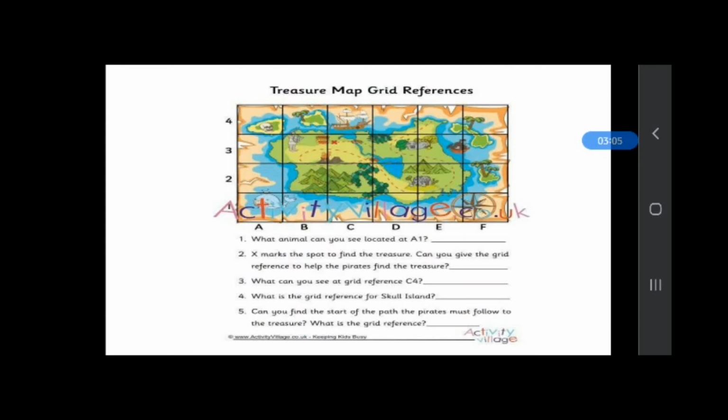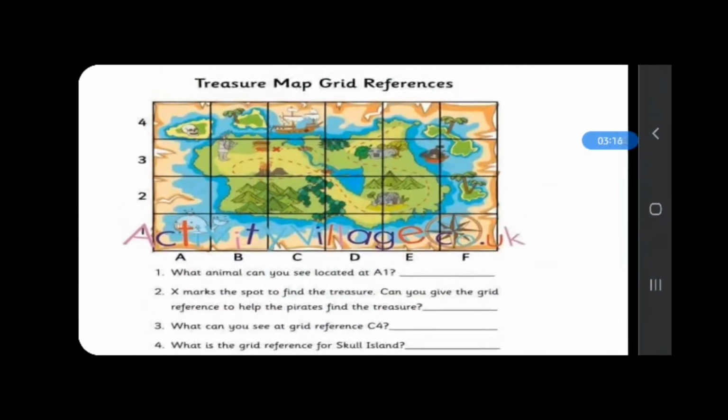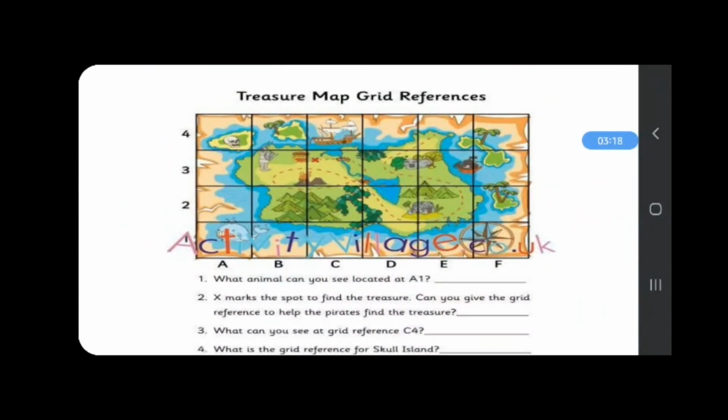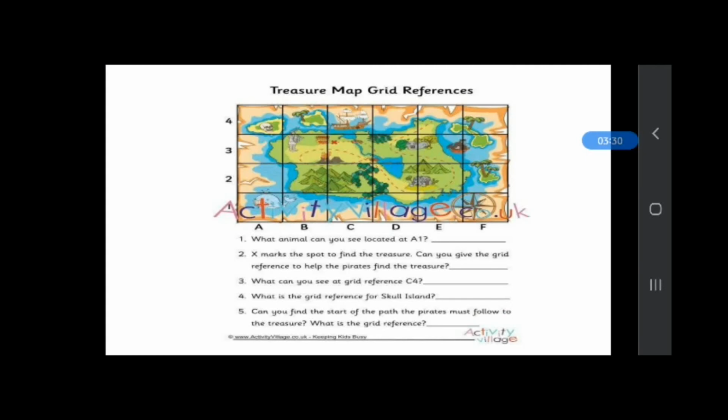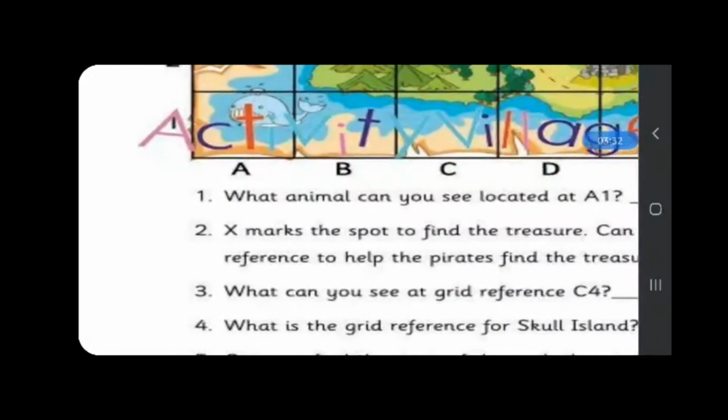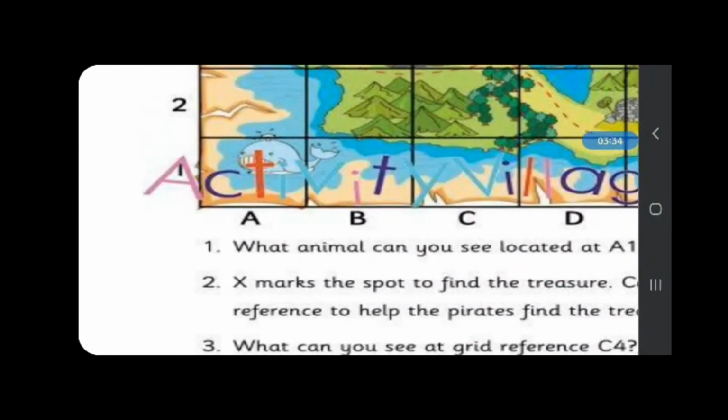Only learn this with these examples which I have given, because right now we don't have an index. So only understand, and let's revise it again. Here a map is given with grids, and here some questions are given. Question 1 is, what animal can you see located at A1? So what animal is in A1? It is a shark in grid A1.